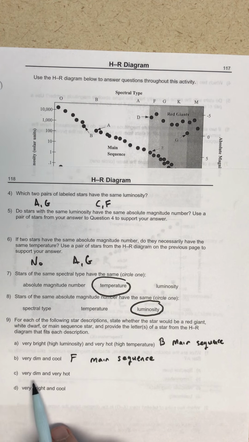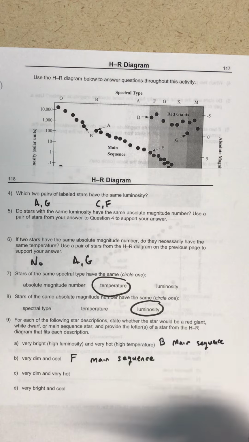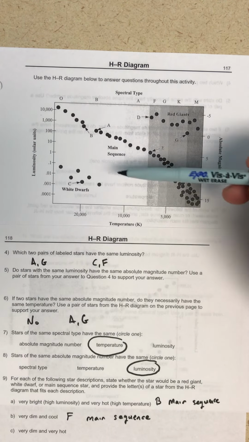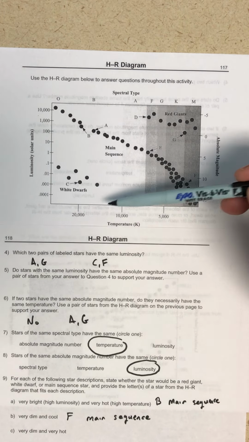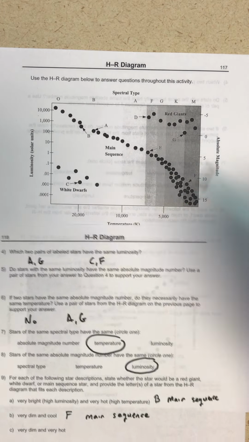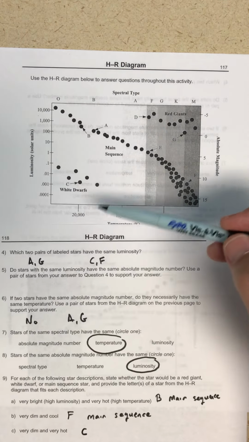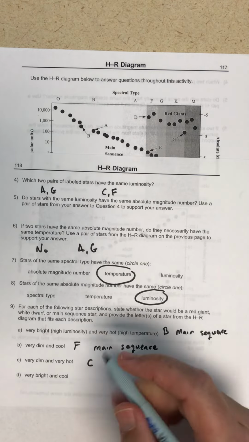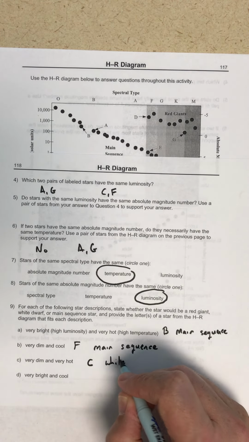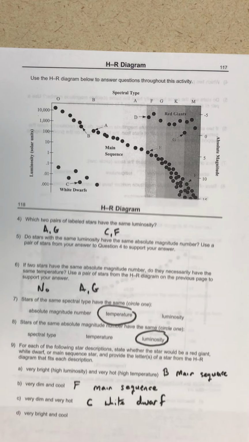We want a star that is very dim and very hot. Very dim is towards the bottom and very hot is towards the left. So we're looking at the bottom left quadrant. You're in the regime of the white dwarfs, and that is going to be star C. It is a hot star, but it's not very bright because it's very small. White dwarfs are typically Earth-sized, not Sun-sized.